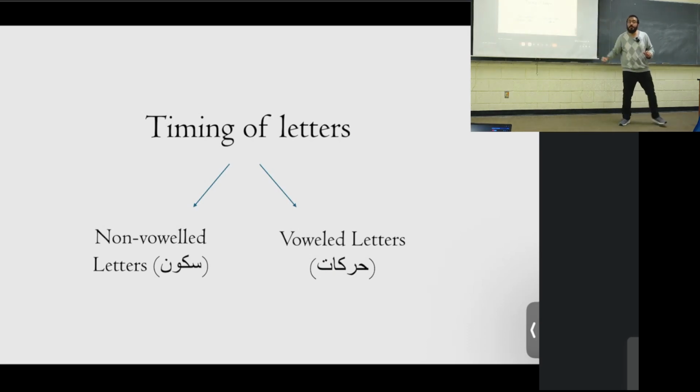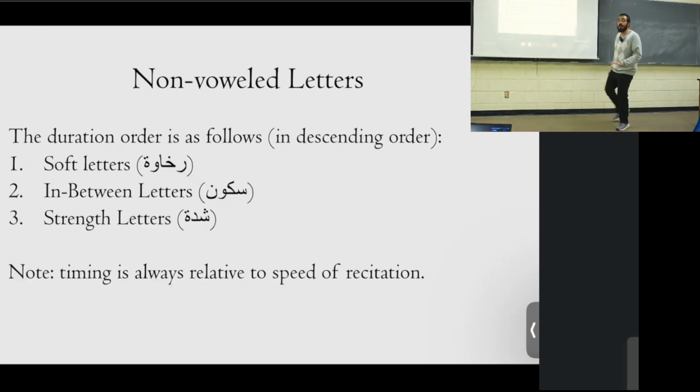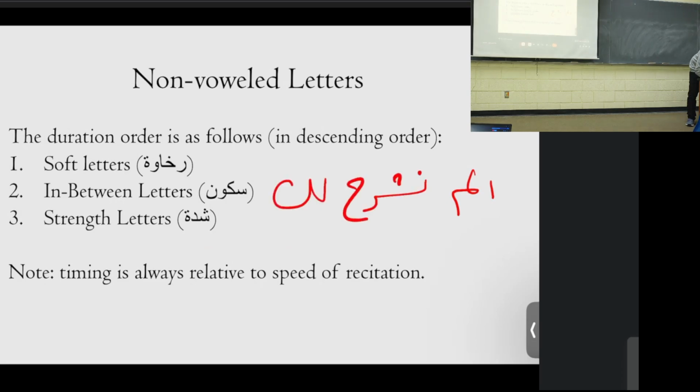What about letters that are sukoon? Letters that are sukoon actually have 3 levels. So, the longest time you should stop at a sukoon letter is a soft letter. Then the in-between, then the shiddah. So, when I recite, I'll write a verse, and let's try to do it. Alam nashrah laka sadrak.